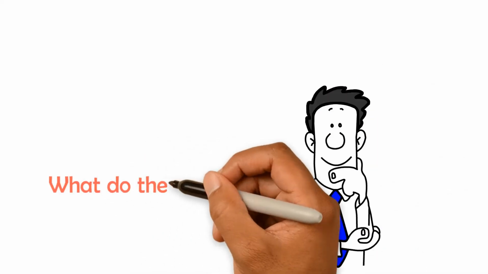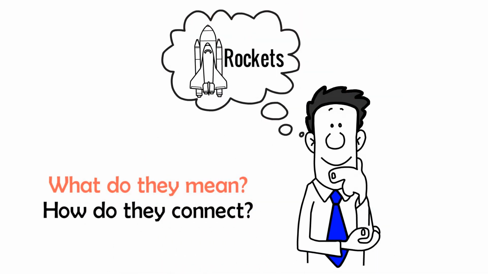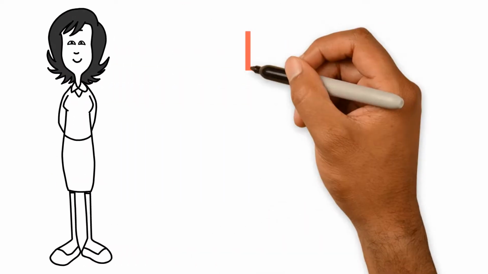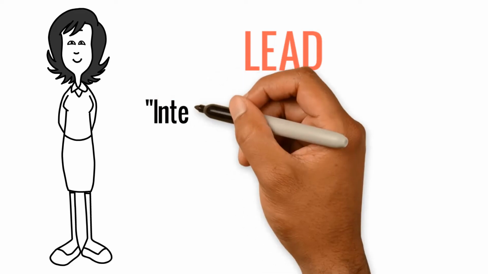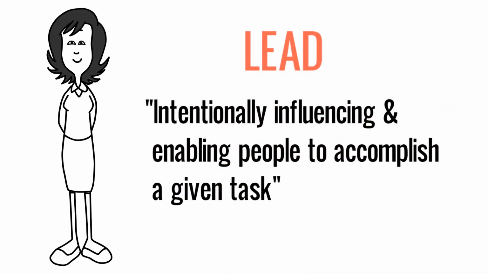To help us think about what these aspects mean and how they connect, we're going to think about rockets. To begin, let's look at a leader's definition of lead. Lead means intentionally influencing and enabling people to accomplish a given task.